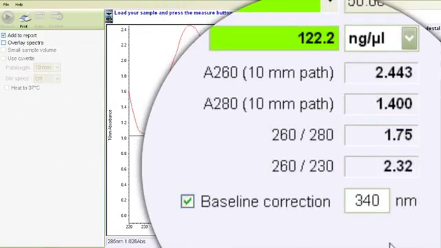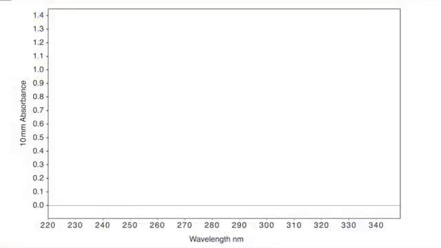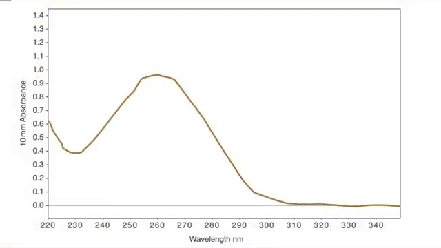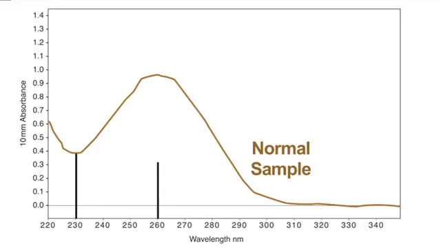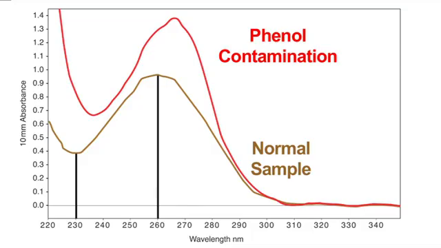Following sample measurement, review the spectral output. A typical nucleic acid sample will have a very characteristic profile. Spectral indicators of a poor quality sample include wavelength shifts in the trough and in the 260 nanometer peak. Common sources of contaminants associated with specific nucleic acid isolation techniques include phenol Trizol and column extraction.